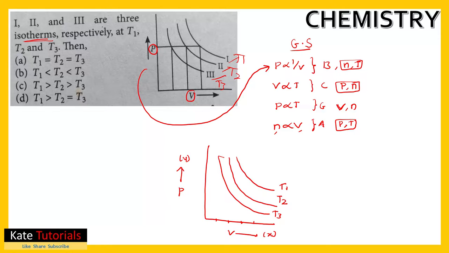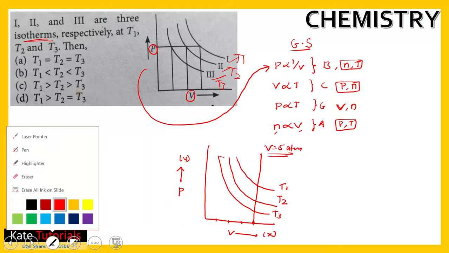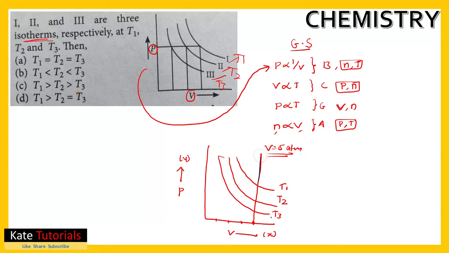But we know that at constant volume, let me make this constant. Let us assume that this is 5 atmosphere. At this constant volume, let me draw a line. So here volume is constant, right? Here I have drawn a constant volume line. Let me change the color of the pen. So this is the constant volume, and if we compare, this T1 corresponds to P1, this T2 corresponds to P2, and this T3 corresponds to P3.